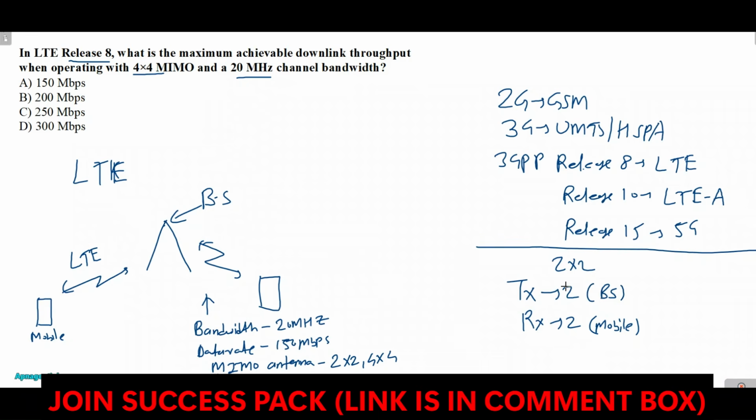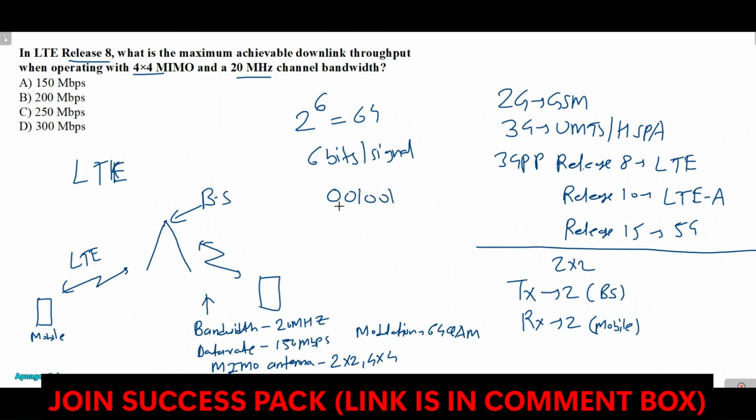One more important thing is the modulation technique. Which modulation are we using here? It is 64 QAM. What is the meaning of 64 QAM? 64 is 2 to the power 6, which means we are sending 6 bits per signal, like 0 0 1 0 0 1, 6 bits, 1 2 3 4 5 6. Just remember this. QAM is quadrature amplitude modulation, because of which we are getting high speed in LTE.